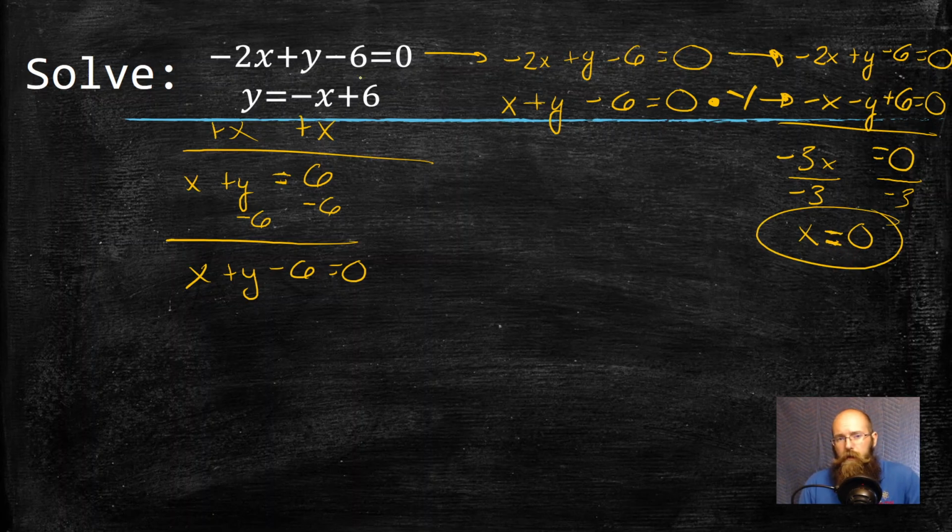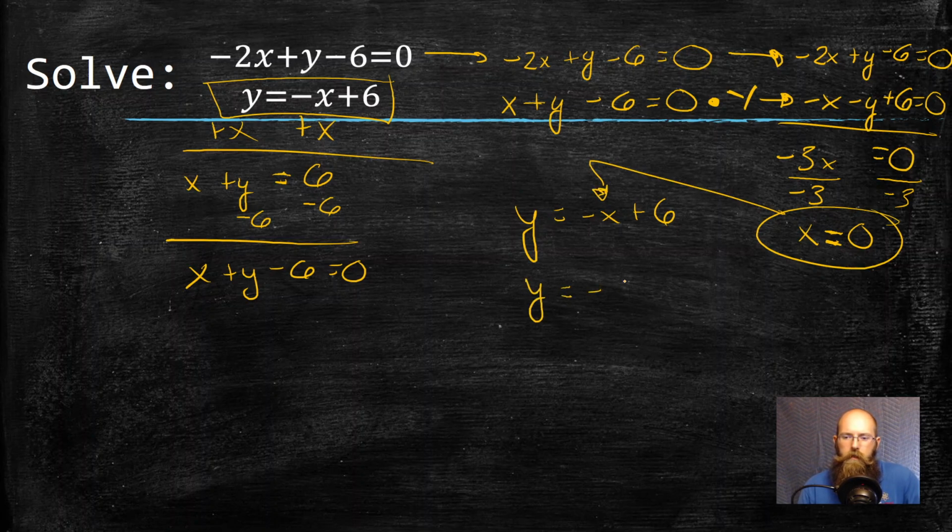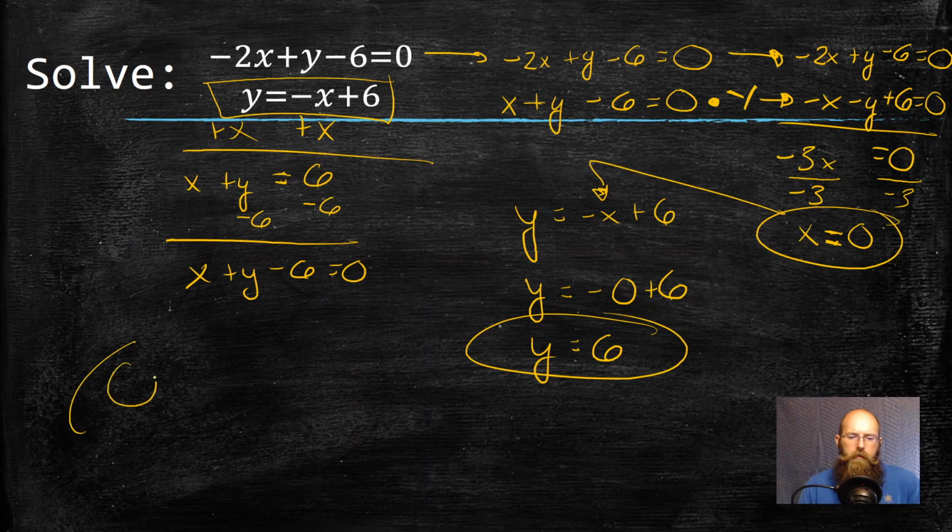Now I need to take that and plug it into one of these. Which one do you choose? This one. Because look at it. Once I plug in that 0, everything's going to be real easy. So y equals negative x plus 6. But I know x is 0. So y equals negative 0 plus 6. 0 plus 6 is going to be 6. Boom. I know my x. I know my y. So it's 0, comma 6.